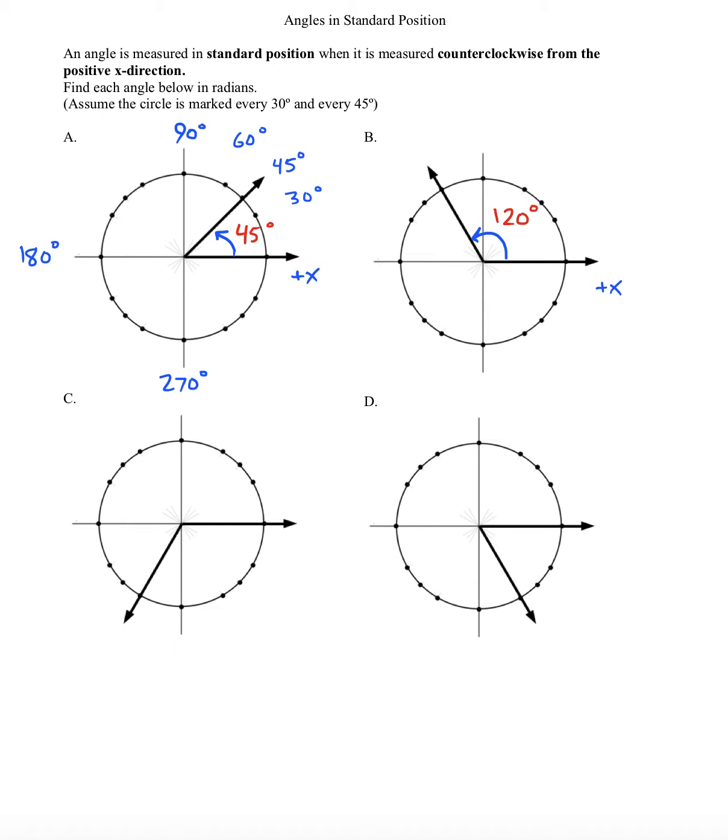Okay, so one of the tricky things about standard position angles is we want to measure them from the positive x-axis, but counterclockwise from the positive x-axis. So, while it may be tempting to give an answer of 120 for this, what we're looking for here is to measure it counterclockwise, and that would be 240 degrees. And so here, if we go all the way around, we'll find 300 degrees.